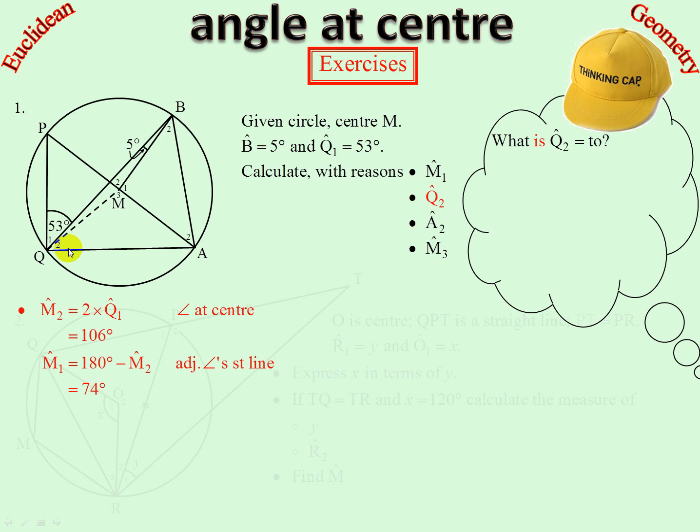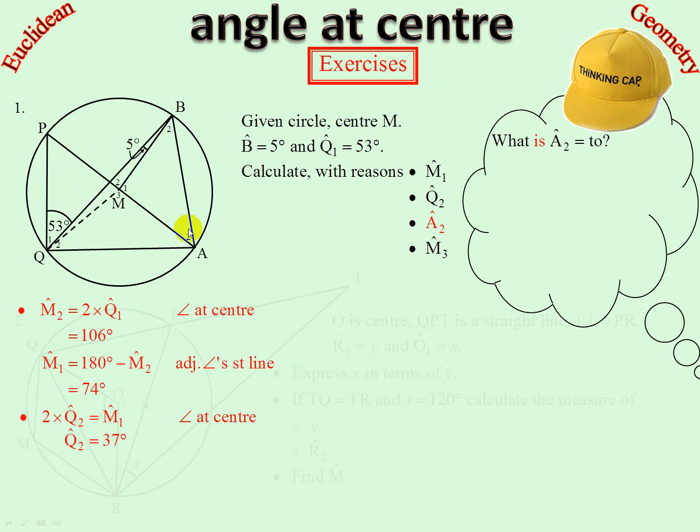Oh, well, we've just found that the first one is half of M1, which we've just found, hey? There we are. So therefore Q2, twice Q2 is M1, angle at center. So therefore we know Q2 is 37 degrees, half of M1. What is A2 equal to?